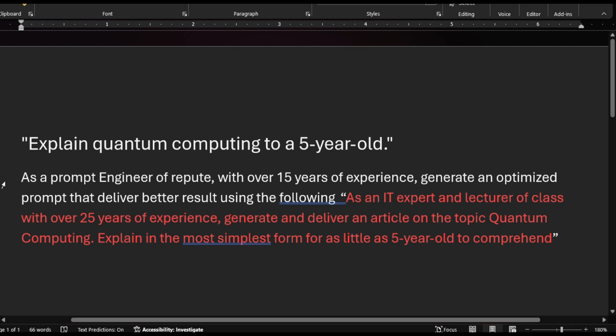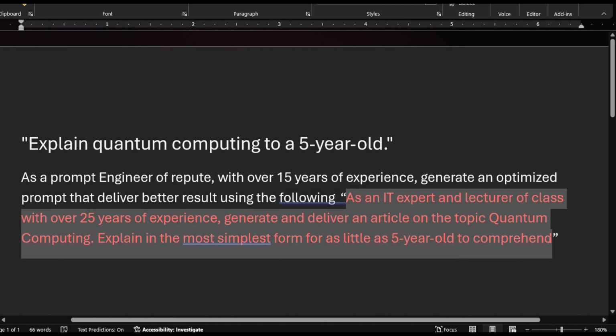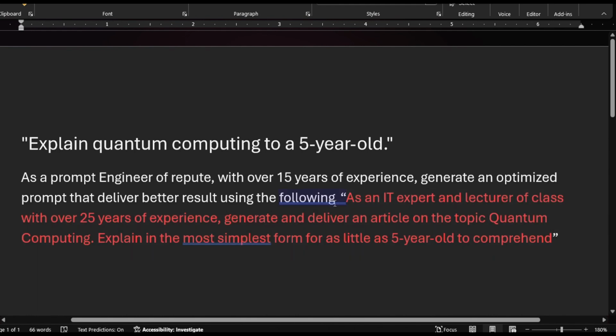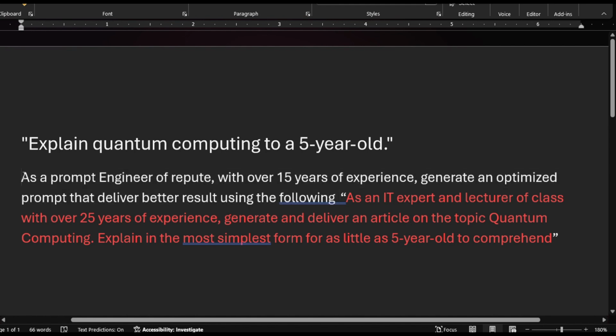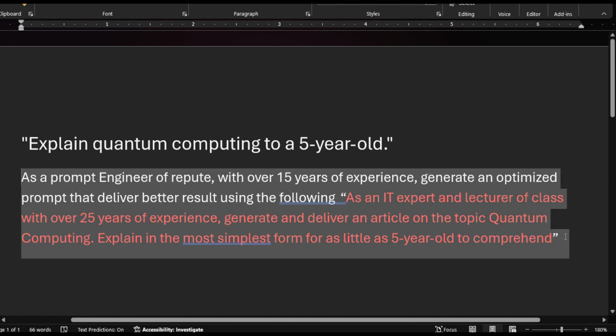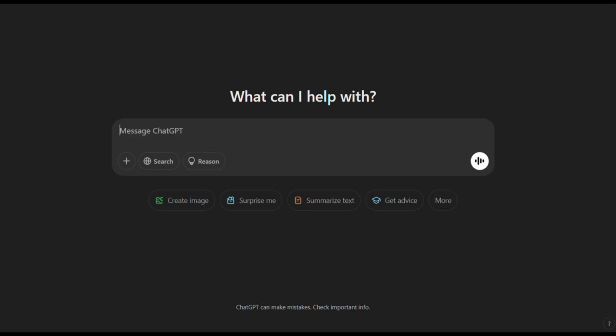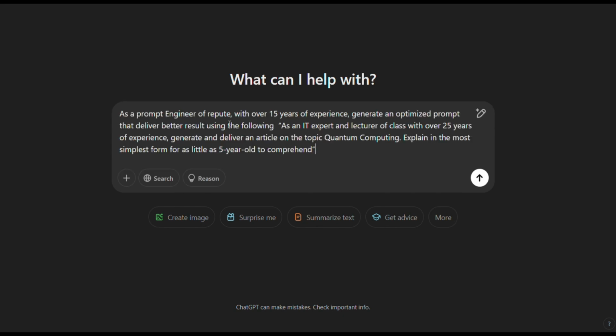So let's take it. The first thing you need to do is first of all know what you want to do. What you want to achieve a result for is what is in this color red, and what the color white is doing is to help us make it better before we run it. That is what we are trying to do. So let us copy the whole thing and go to ChatGPT and drop that prompt there. It's as simple as that. Then we execute.